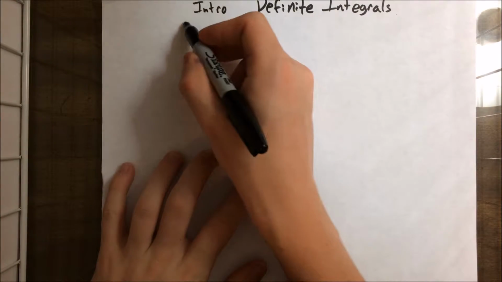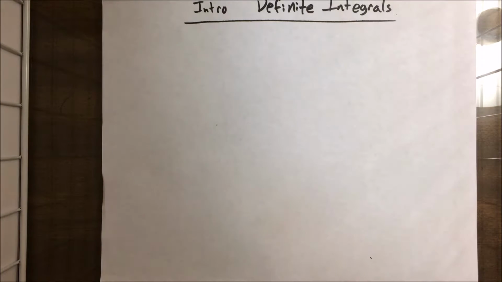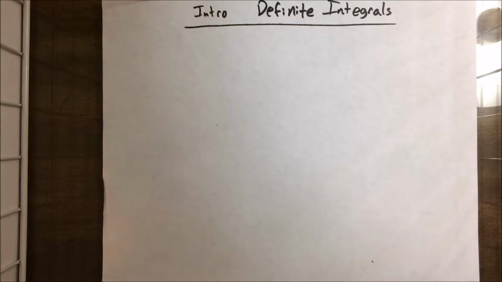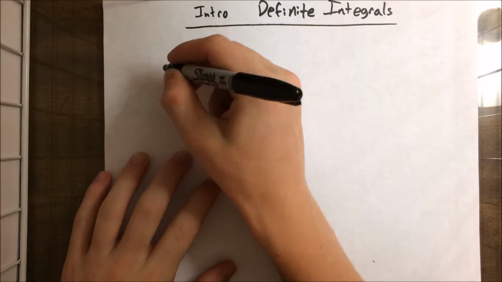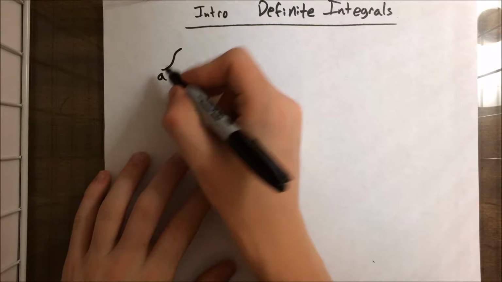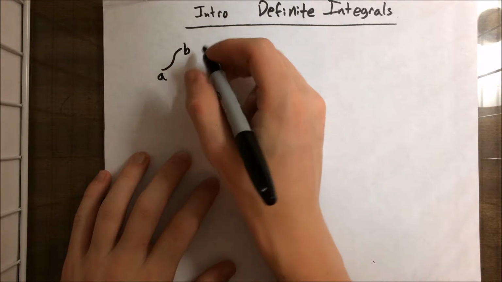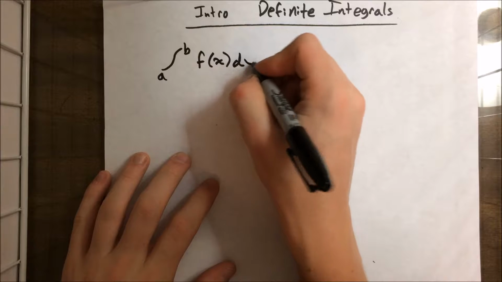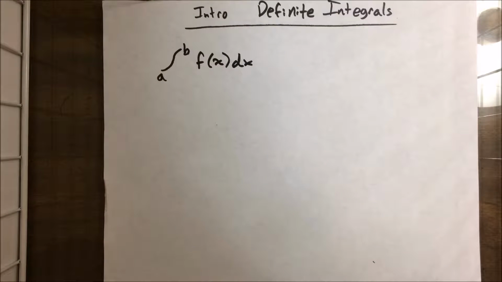Okay, so to start, let's look at what exactly a definite integral is. Definite integrals are simply taking the integral except with endpoints. So the endpoints would be a and b of the function f of x dx.